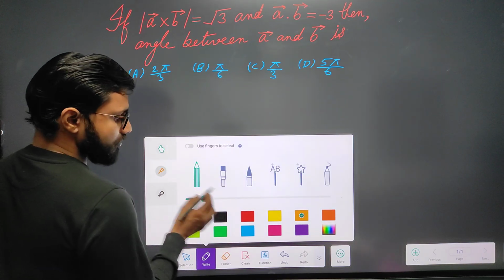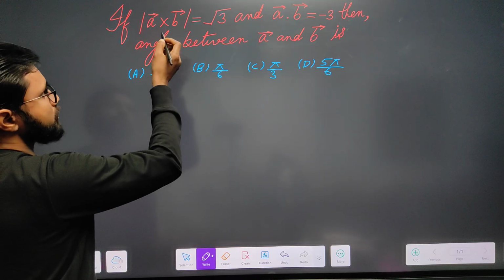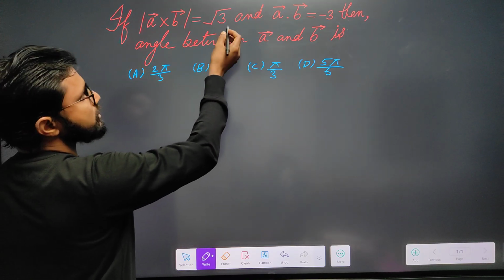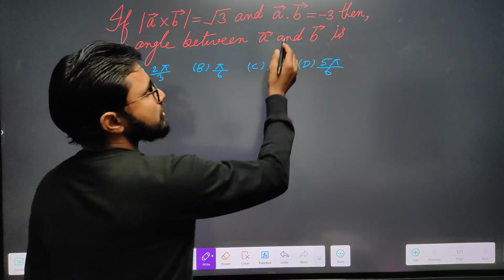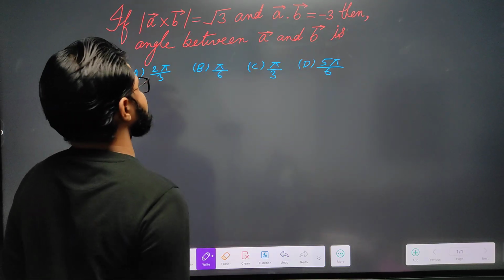This question was asked in CBSE board 2023. So look over here carefully. It is given that the magnitude of the cross product of two vectors is √3 and the dot product is -3. Then find the angle between vector A and vector B.